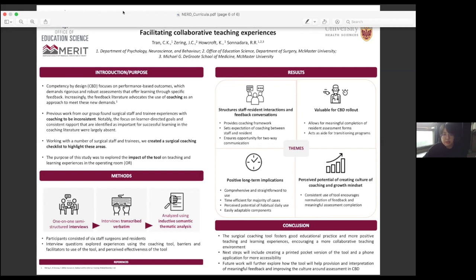3 staff and 3 surgical residents from different surgical programs used the new coaching checklist for 5 weeks. Following this, they participated in one-on-one semi-structured interviews. These interviews explored the overall experience using the coaching tool, barriers and facilitators to use of the tool, and perceived effectiveness of the tool. The transcriptions were analyzed independently by 2 researchers using inductive semantic thematic analysis.